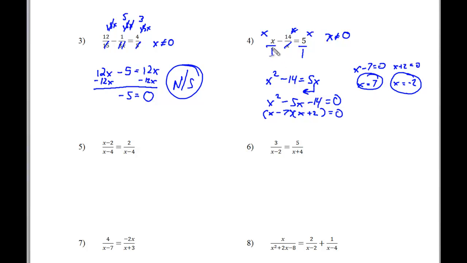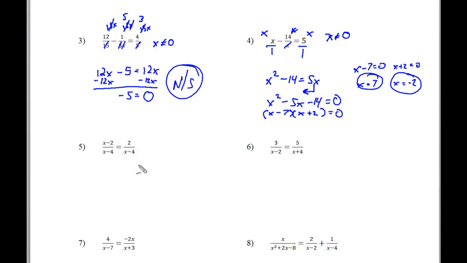And we can check that out by going 7 minus 14 over 7 equals 5, which works. That's 7 minus 2 equals 5. And also x, or negative 2, minus 14 over negative 2. So what this is, negative 2 plus 7 equals 5. So you can check your answers here.